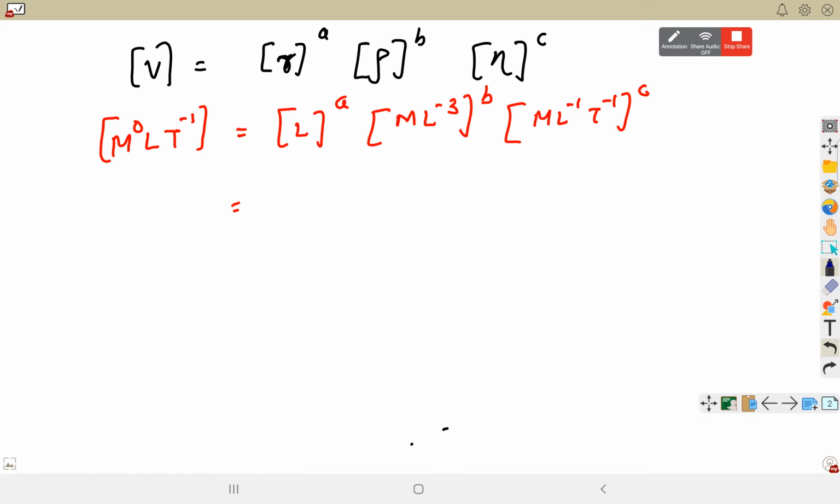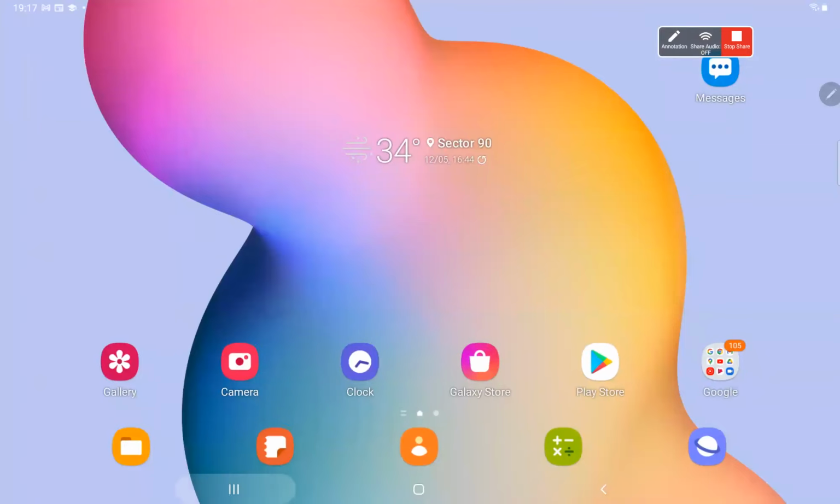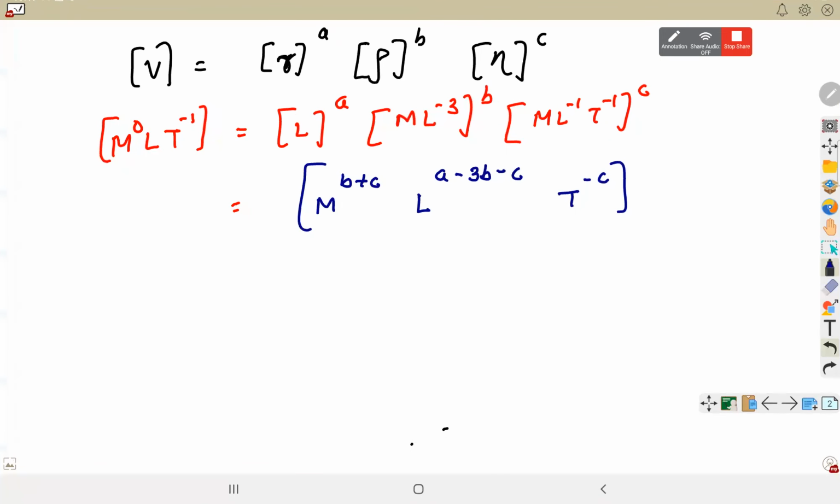M raised to power b plus c. Anara, do you understand what we are doing? We are doing it a bit in shortcut. You will attend the next class, then you will understand it much better. But from one small example, you just have to figure out what we have done. Left side dimension and right hand side dimension must be equal.